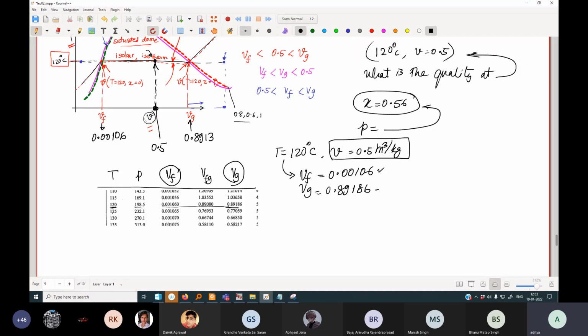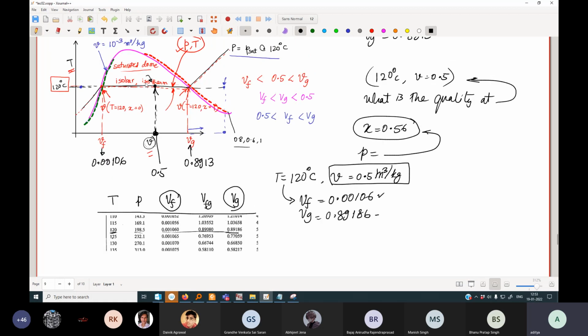So we must always look at the schematic. The schematic has nothing to do with whether you use a table, a plot, a computer, or a quantum computer, it doesn't matter. This mind game will always be there. I mean, not in the literal sense. So we know that this point is 0.0016, this point is 0.8913, and 0.5 is somewhere in between. So the point lies somewhere in between. Now the question is, what is the quality?